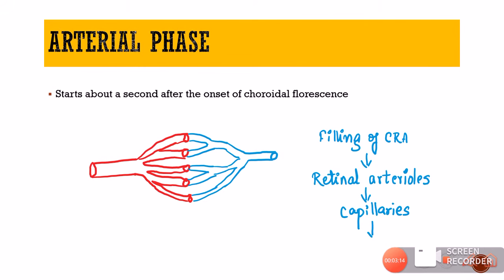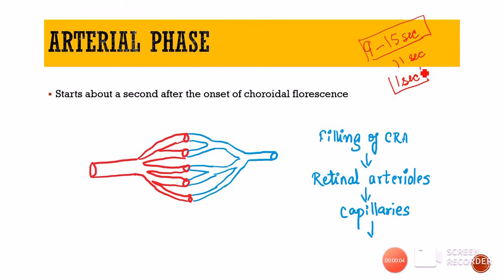Next, let us talk about the arterial phase of the FFA. The arterial phase starts about 1 second after the onset of choroidal fluorescence. So on an average, what did I tell you, that the arm to retina time is about 9 to 15 seconds. So the choroidal phase is 9 to 15 seconds. On an average, if you take it at 11 seconds, after just 1 second of the choroidal filling, the arterial filling or the arterial phase of the FFA will start.